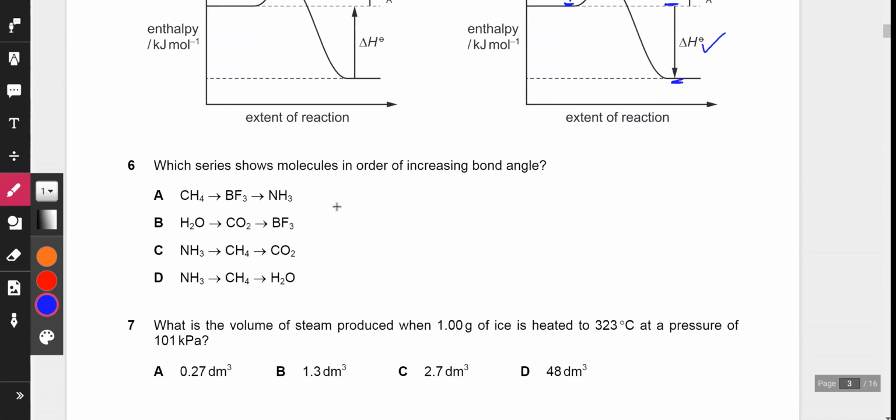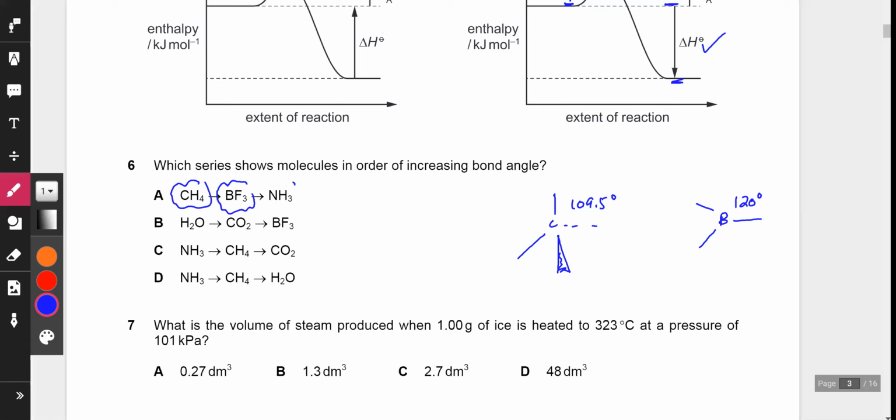Next is which series shows the molecules in order of increasing bond angles. CH4 is tetrahedral, which is this one. So the angles over there are 109.5. BF3 is trigonal planar because it only has 3 bonds, and the angles are 120 degrees.